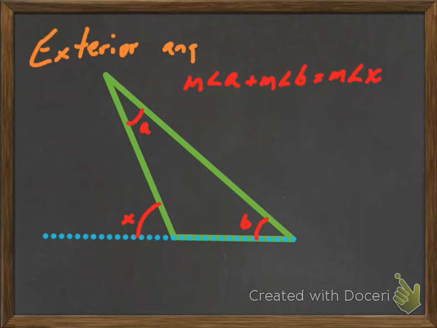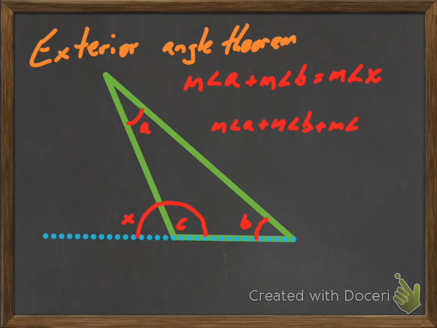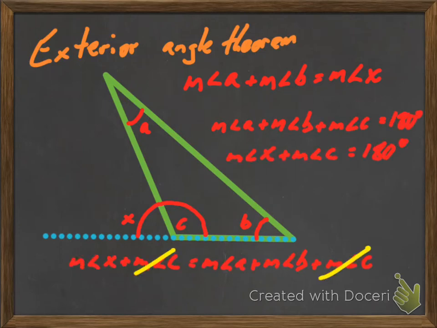So the exterior angle theorem of a triangle is just an extension of the angle sum theorem. Get it? Extension. Huh. Oh, anyway. All right. So here's our exterior angle theorem. The measure of angle A plus the measure of angle B equals the measure of angle X on the outside.